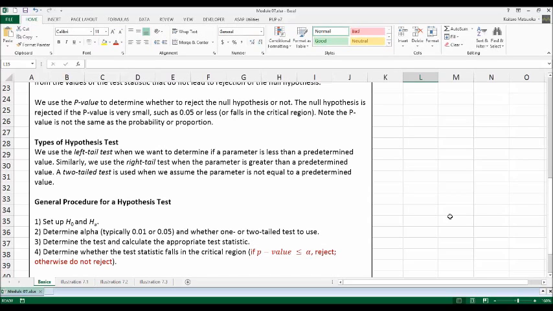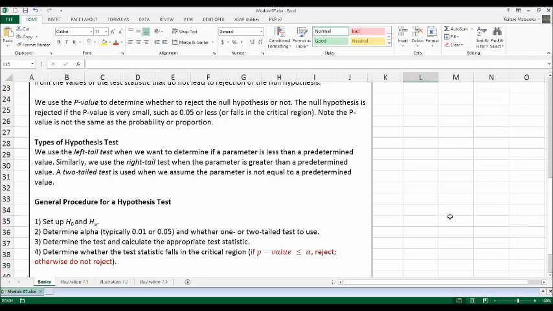Here's a general procedure for a hypothesis test. This is going to be the same for any type of test you will do, whether in this module or the next module. First, you want to set up the null hypothesis and the alternative hypothesis, and I'll show you how to do that. Then determine the alpha, typically 0.01 or 0.05, and figure out whether you have a one-tail or two-tail test to use. For this class, the alpha will be given to you, so it's typically 0.05.